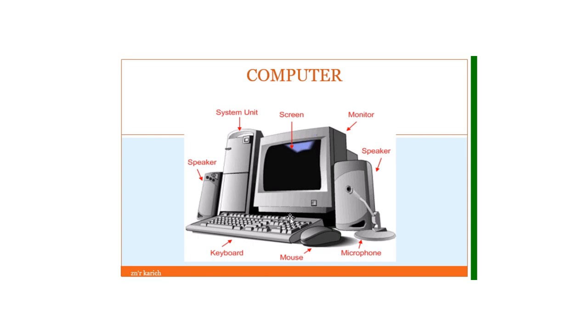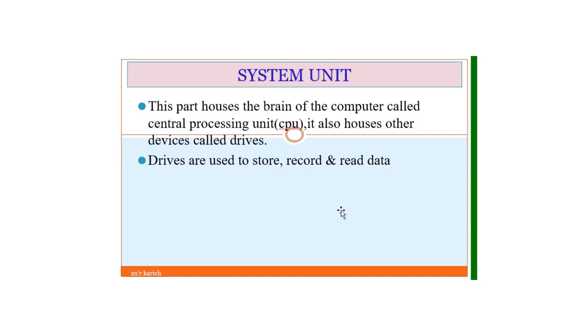We have the keyboard, mouse, microphone, and speakers. All these are connected to the system unit, so we refer to them as the peripheral devices. Examples of peripheral devices include the monitor, speakers, keyboard, mouse, microphones, and printers.